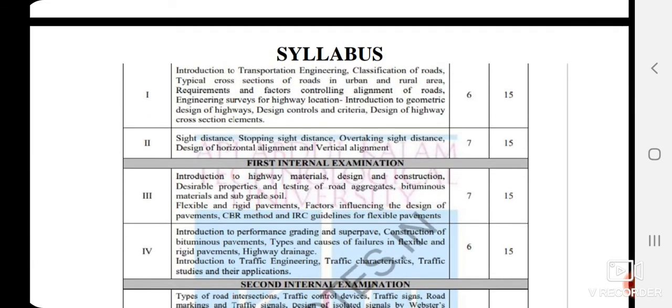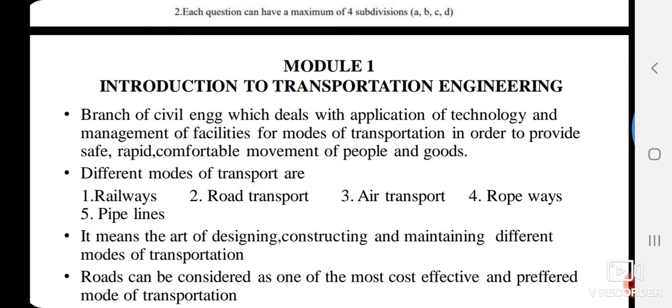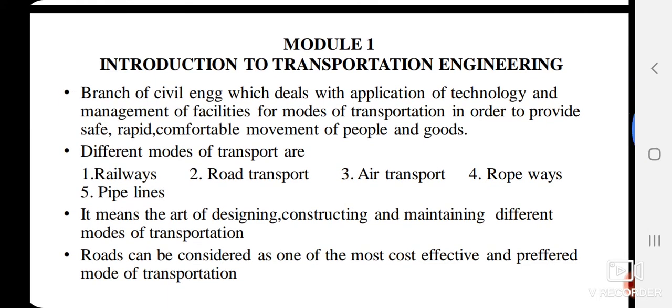So I am going to discuss module 1, that is introduction to transportation engineering, classification of roads and typical cross section of roads in urban and rural areas. This is the first one, module 1. It is introduction to transportation engineering.